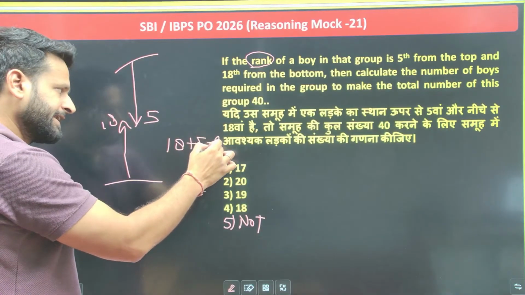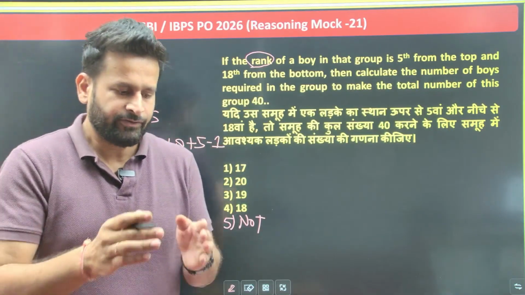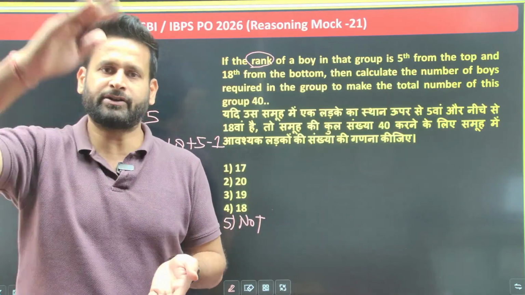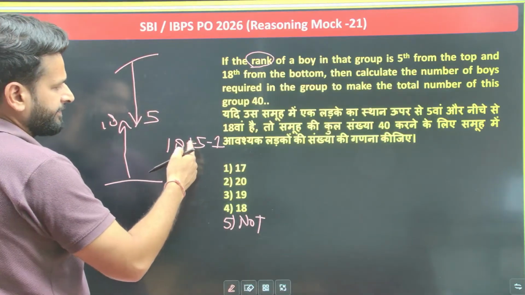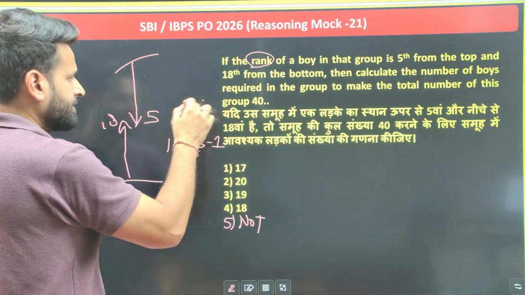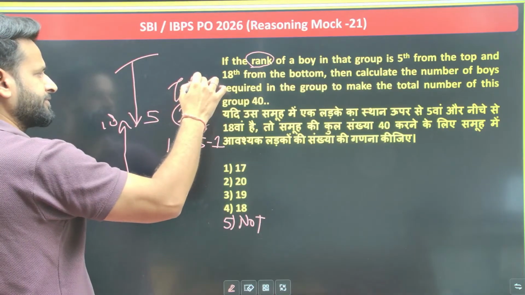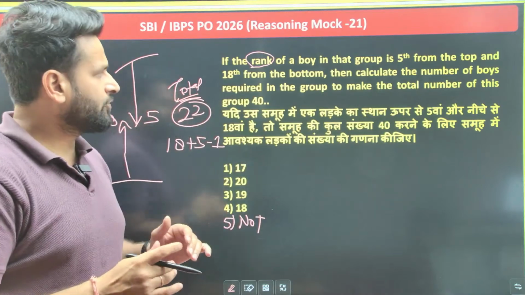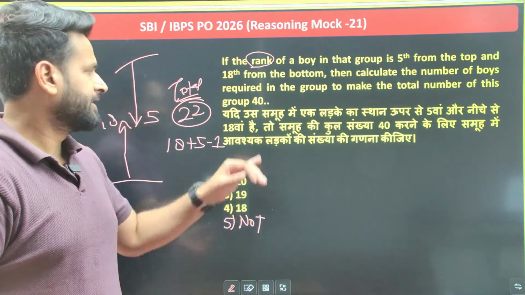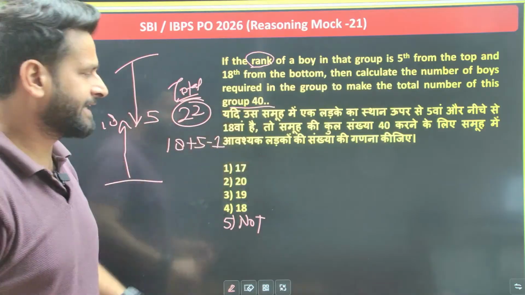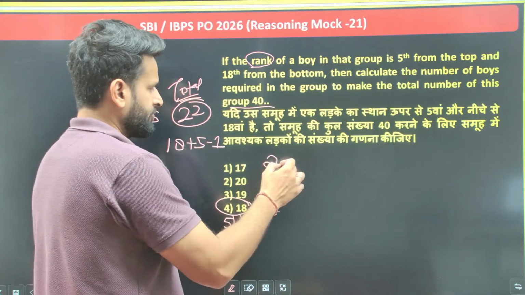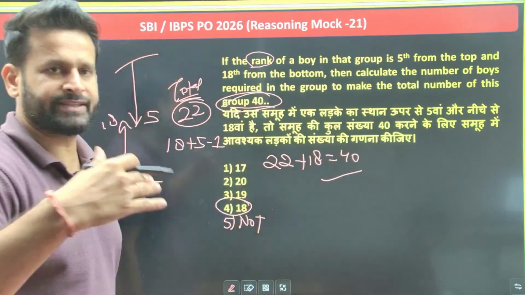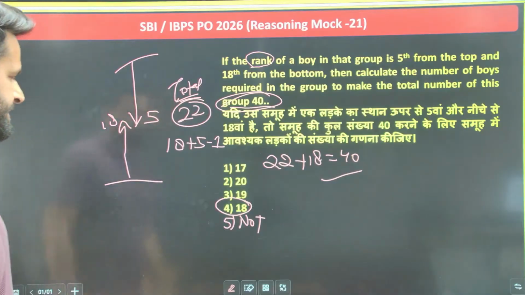and minus 1. L plus R minus 1. I have told you this one thing: whatever we are learning in horizontal arrangement, left and right, that becomes top and bottom in vertical arrangement. 18 and 5, 23, minus 1, 22. So this 22 is the total number of students. But you want to make this number 40. So how many more are required? 18 more are required. 22 plus 18 will give you 40. You want to make that strength 40. I hope that is clear.